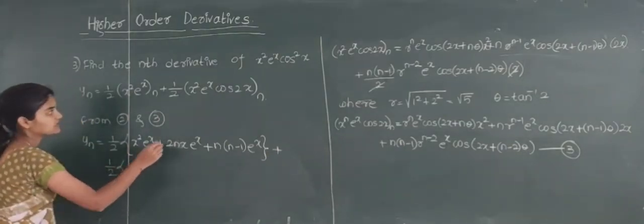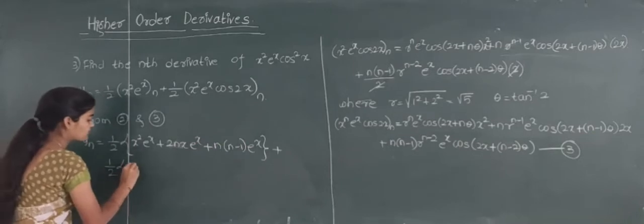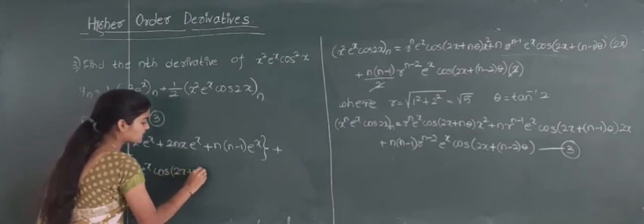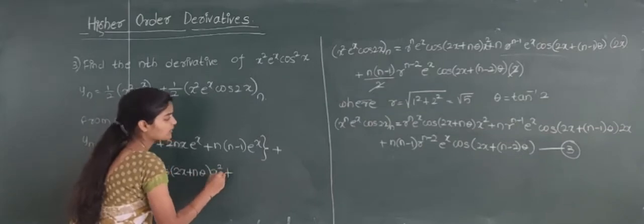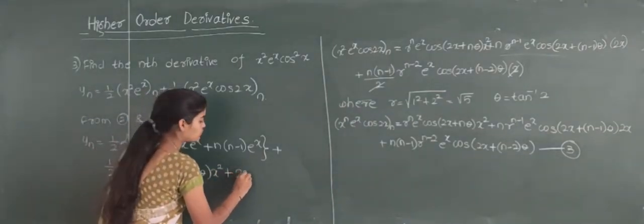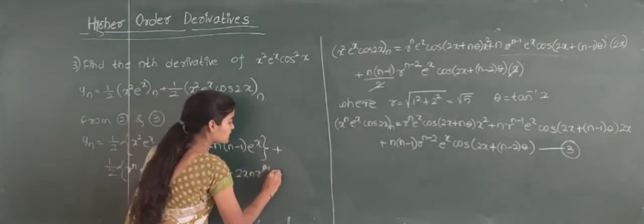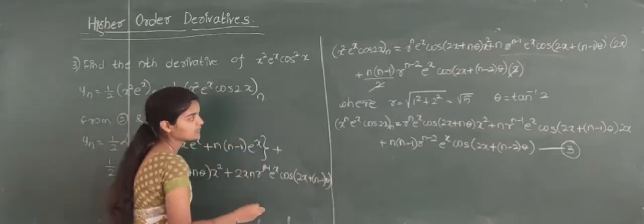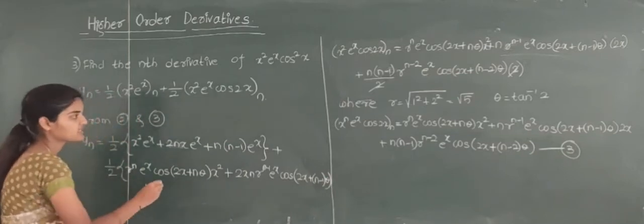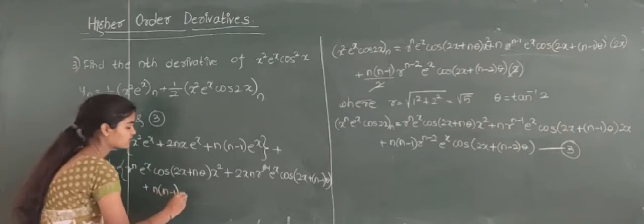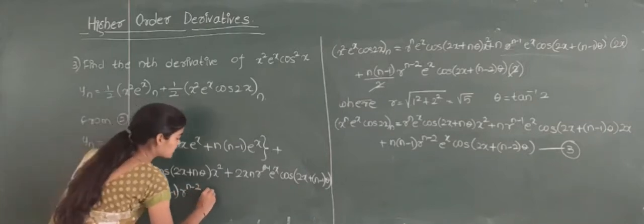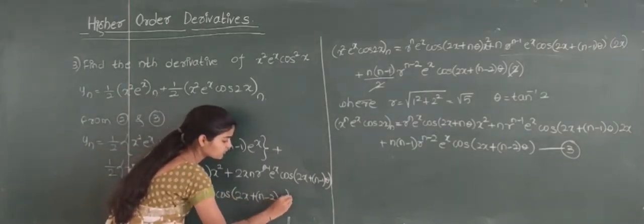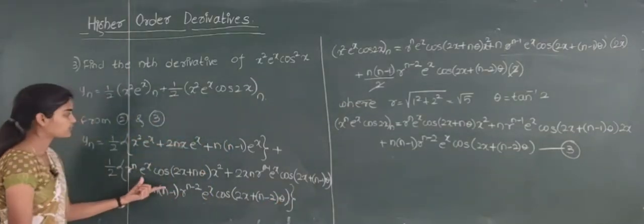This is again 1 by 2, then the nth derivative we have got as r raised to n e raised to x cos 2x plus n theta into x square plus 2x n r raised to n minus 1 e raised to x cos 2x plus n minus 1 into theta plus n into n minus 1 r raised to n minus 2 e raised to x cos 2x plus n minus 2 into theta. So this is from equation 3.